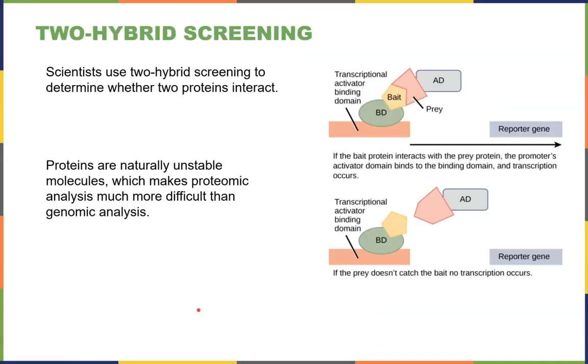Okay, so two hybrid screening is just one way that scientists use to figure out if proteins interact. So if a protein interacts like you see here, then a gene is being transcribed. But if the proteins don't interact, then a gene is not transcribed. So that's the yes and no if the proteins do interact or not. This is really helpful in determining systems biology.